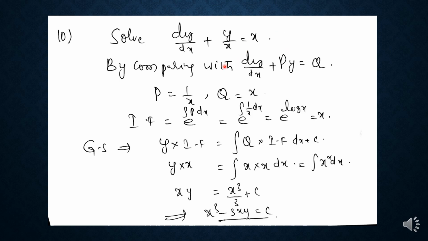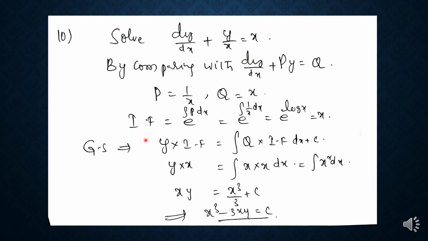So we can compare with the linear differential equation, that is dy by dx plus py is equal to q. This can be written as dy by dx plus 1 by x into y is equal to x. So here p is equal to 1 by x and q is equal to x.